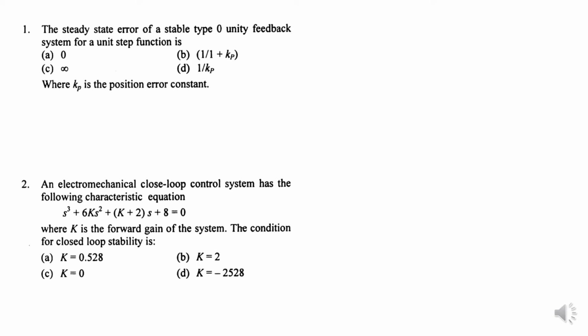Problem number 1: the steady state error of a stable type 0 unity feedback system for a unit step function is, where Kp is the position error constant. Type 0 system. So first of all, I am going to write the type 0 system. G of s is equal to K by s plus 1. What is type? The power of separate s in the denominator is known as type. This is the type 0 system.